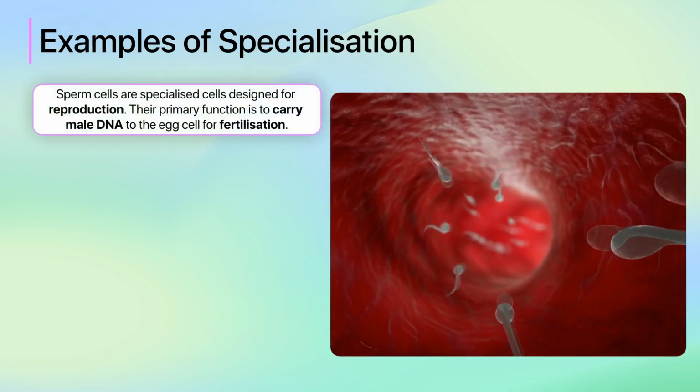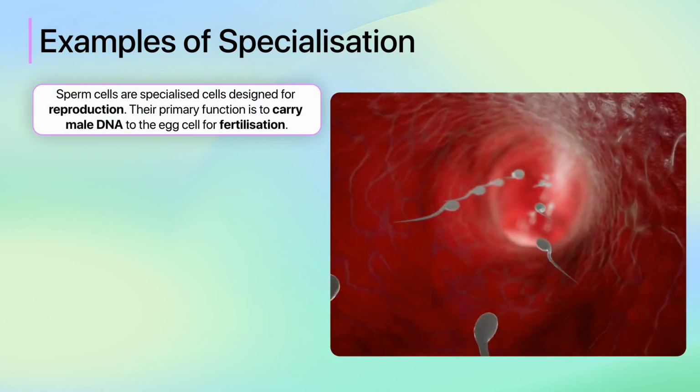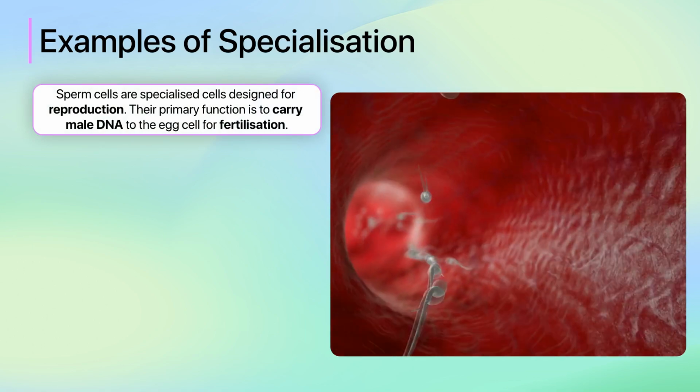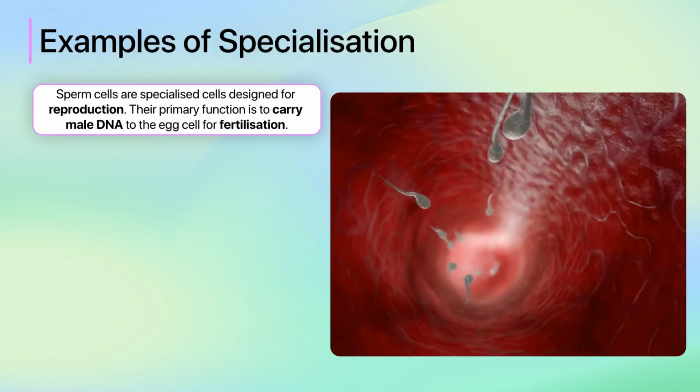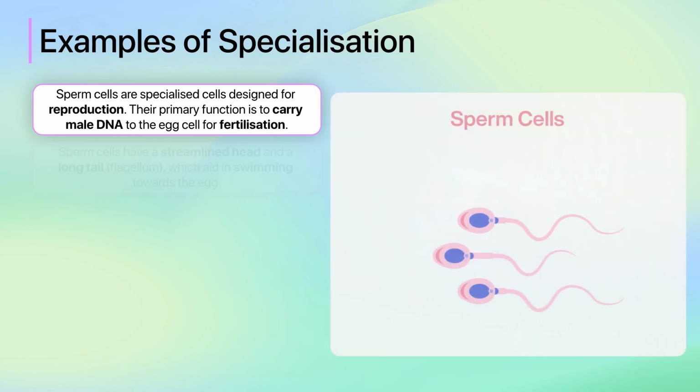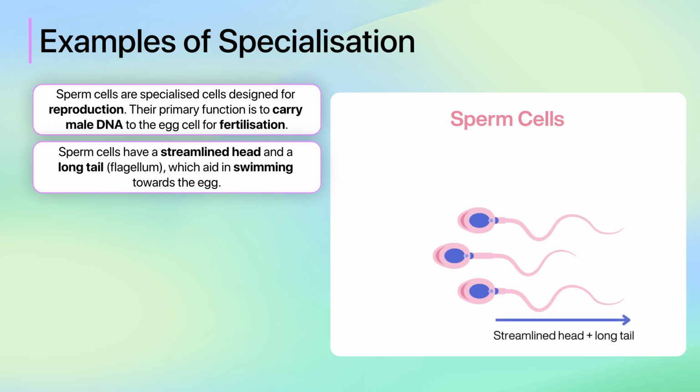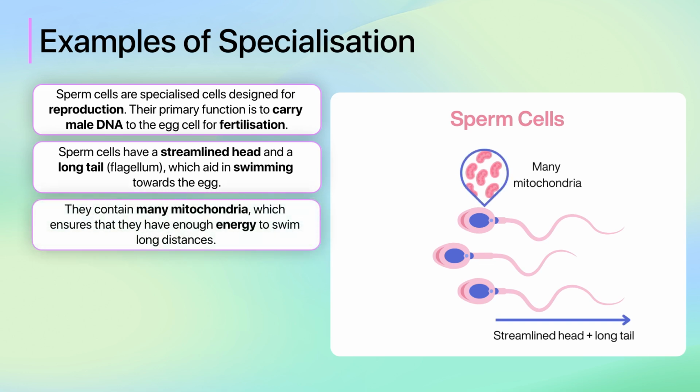Firstly, let's take a look at sperm cells. Sperm cells are specialized cells designed for reproduction. Their primary function is to carry male DNA to the egg cell for successful fertilization. They exhibit several adaptations that make them highly efficient at this role. For instance, sperm cells have a streamlined head and a long tail, or flagellum, which aid in swimming towards the egg. They also contain many mitochondria, the energy-producing organelles, often referred to as the powerhouse of the cell. This abundance of mitochondria ensures that they have enough energy to swim long distances.